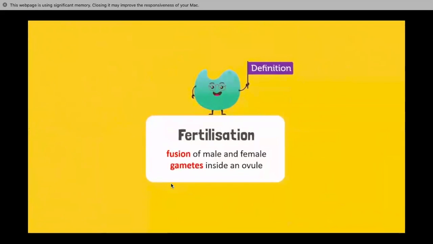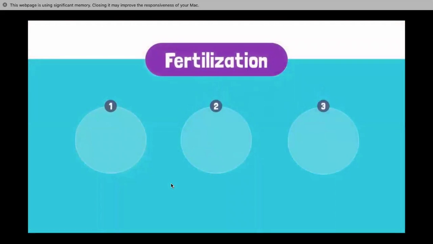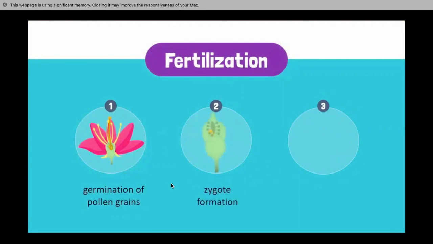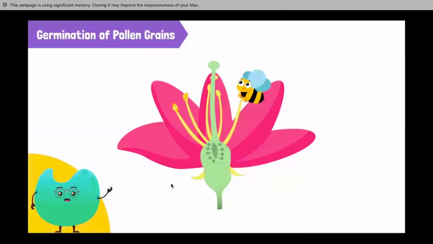Fertilization is the fusion of male and female gametes that occurs in the ovule of a flower. Fertilization takes place in 3 steps: the germination of pollen grains, zygote formation, and finally, embryo formation. Let's take a look at each step. The first step is the germination of pollen grains. After pollination, the pollen grains that are trapped by the stigma germinate. The pollen grows into a long pollen tube that extends down the style to enter the flower's ovary.